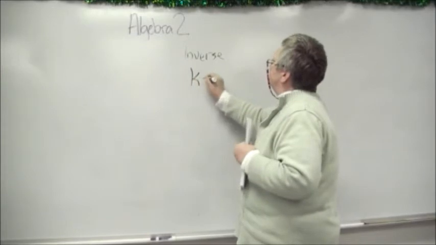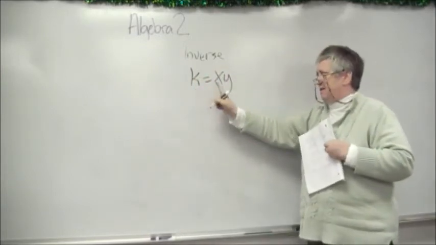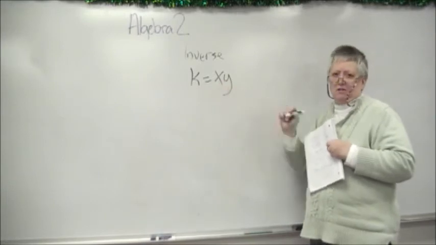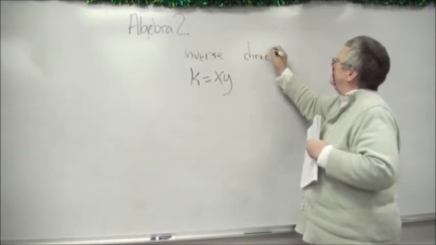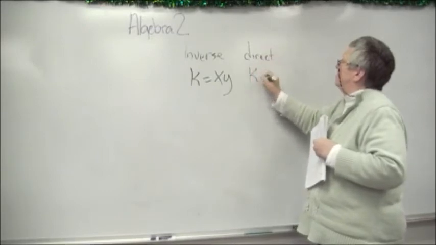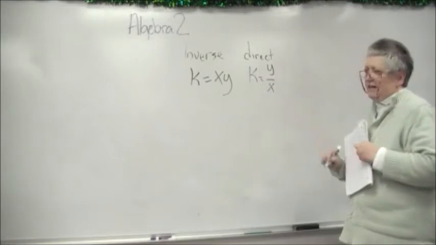That's when k was equal to x times y. So the constant is equal, and you're going to multiply the two variables together. The direct, the k was equal to the y over x. So you're going to be dividing those.